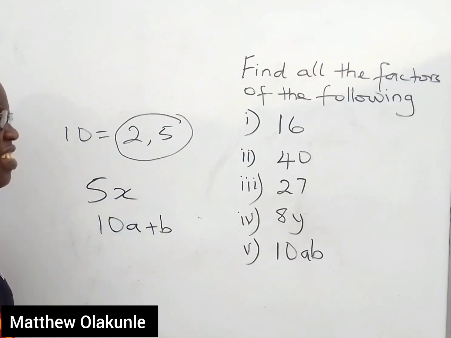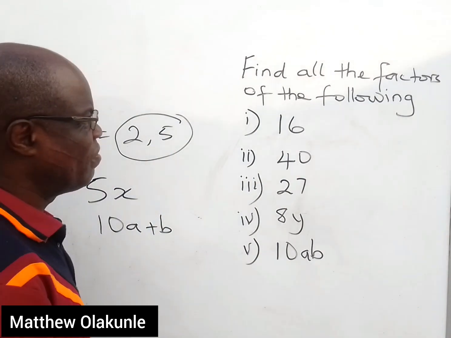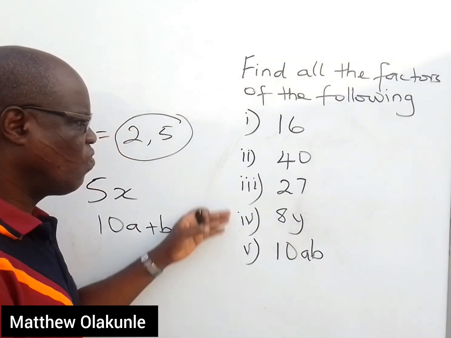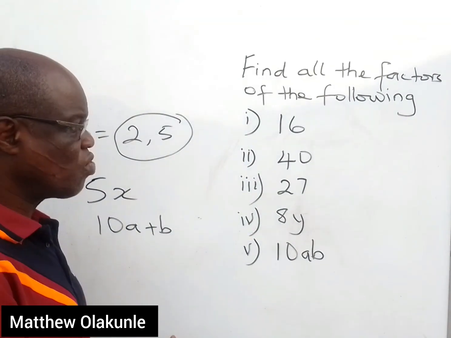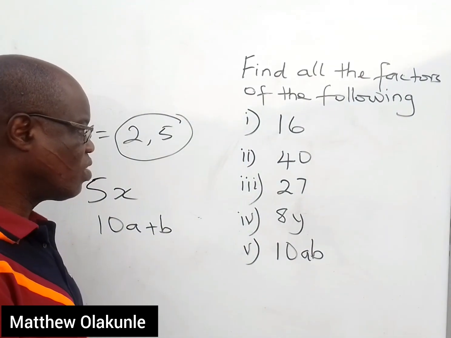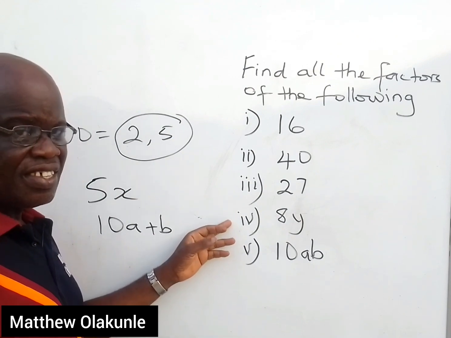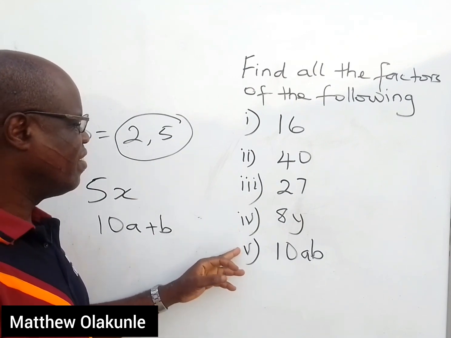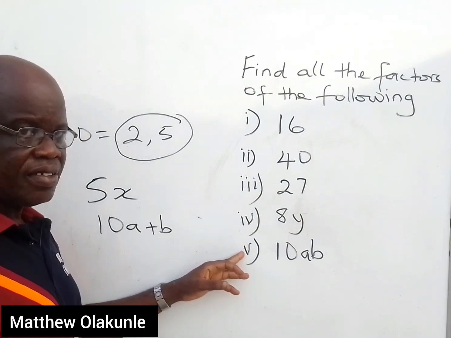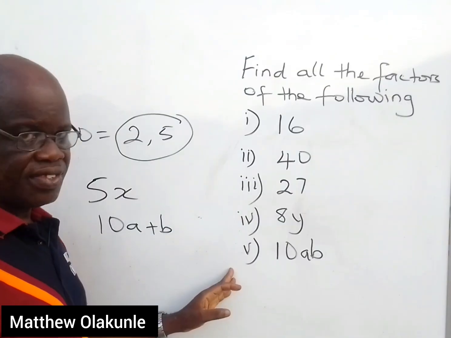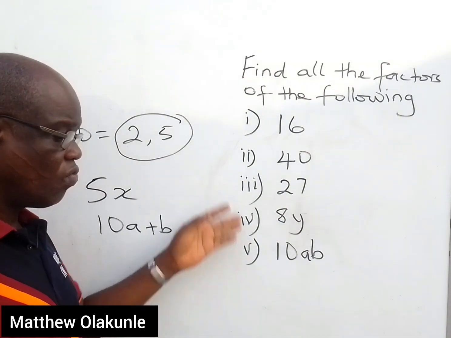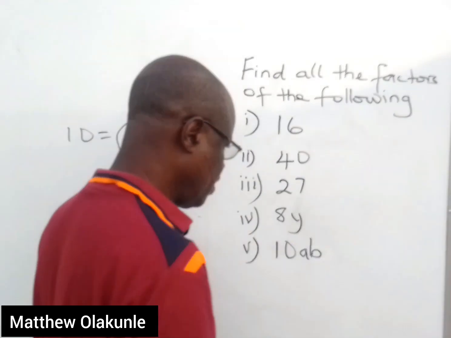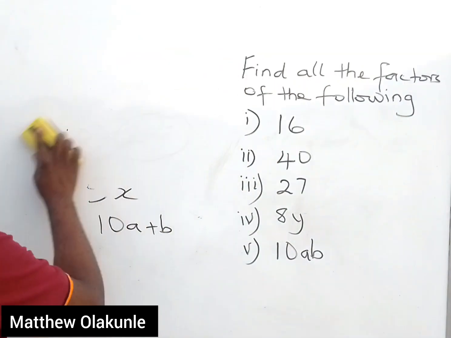Now, we want to find all the factors of the following. This one is a natural number. The second one is also a natural number. The third one is a natural number. The fourth one is an algebraic term. The fifth one is also an algebraic term. By the time we are through with this, you'll be able to see how we can easily find factors of these ones. So let's start from the first one.